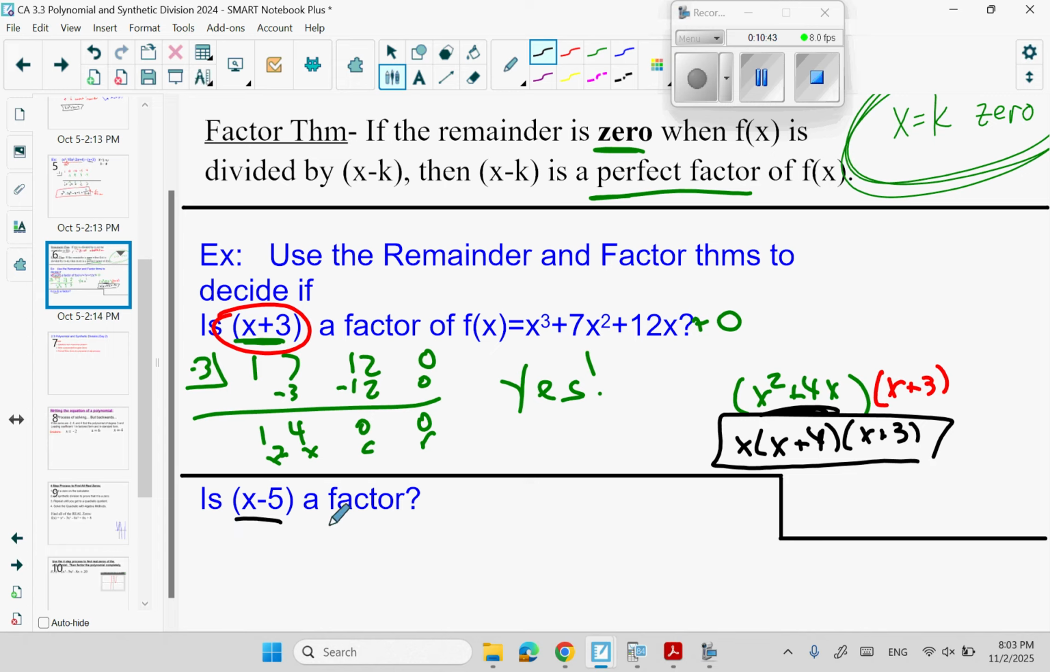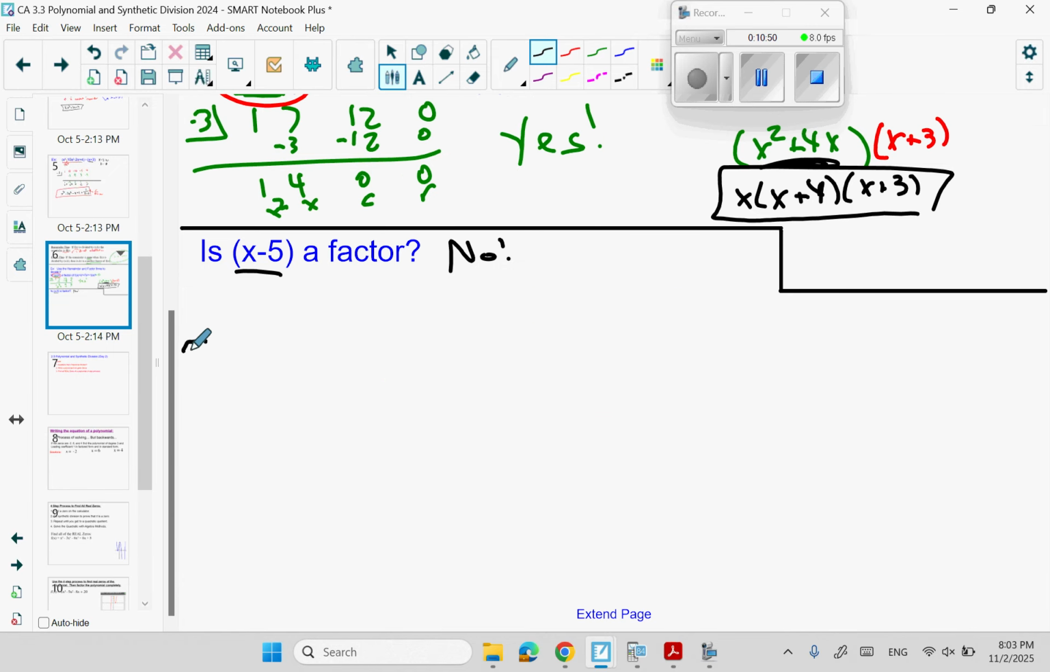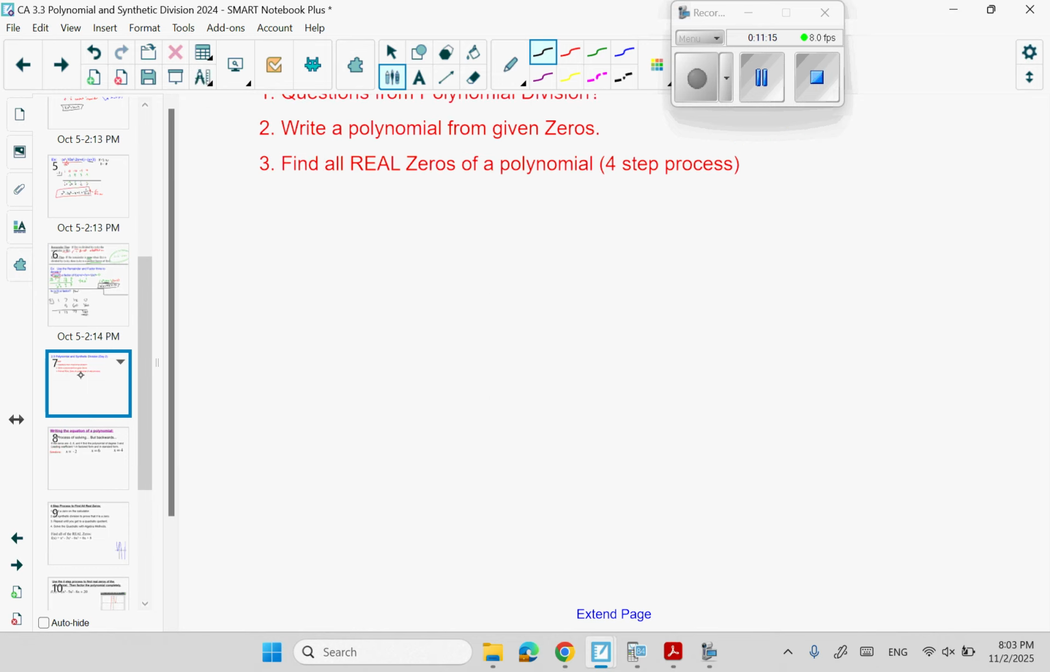I can tell that x minus 5 is a no, but we can always just prove that by checking. So I can do 5, 1, 7, 12, 0. I should get a remainder of not 0 because we just proved that it's not one of the factors. But let's just prove that anyway. Oh, nope. So we would say no because it's not a remainder of 0. So that's what we did on the first day.